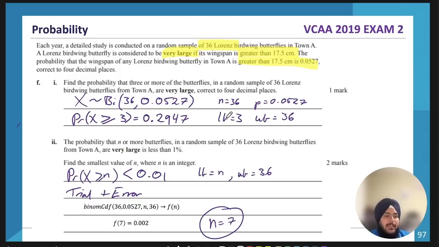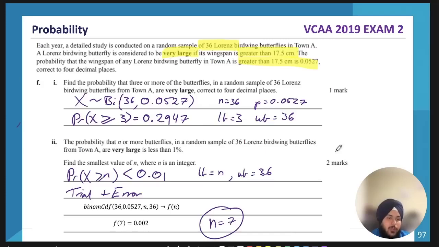Okay, question II is now a little bit of a trickier question. The probability that n or more butterflies in a random sample of 36 Lawrence butterflies from town A are very large is less than 1%. So essentially what we have here is the probability X is greater than or equal to n, which is less than 0.01. We don't know what n is, but we do know the probability is going to be less than 0.01. So we can do a little bit of trial and error, just subbing in different values for n to see what gives you less than 0.01.